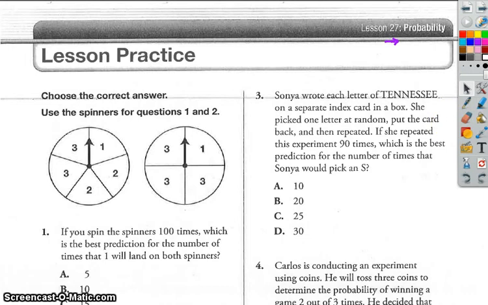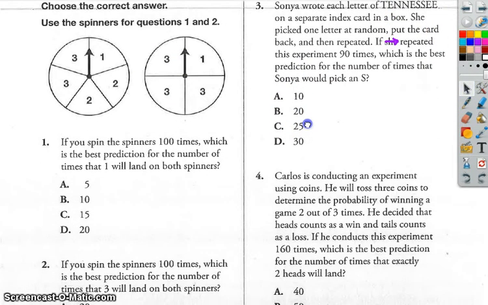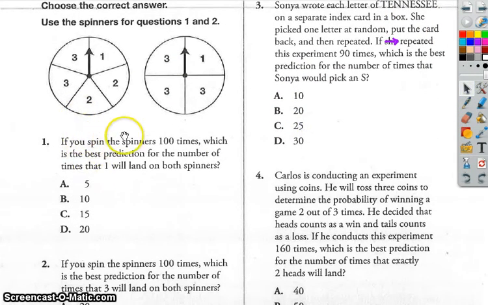So we're looking at Coach Lesson 27 on probability today. And let's look at this first question. It says, use the spinners for questions 1 and 2. If you spin the spinner 100 times, which of these is the best prediction for the number of times that 1 will land on both spinners?